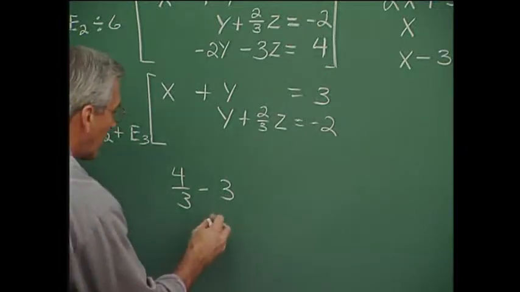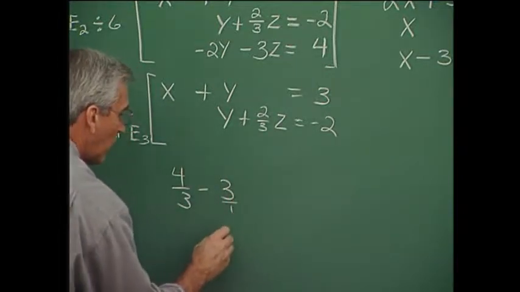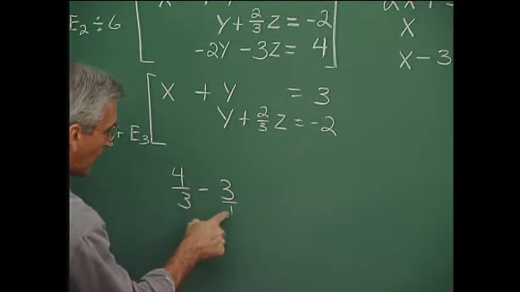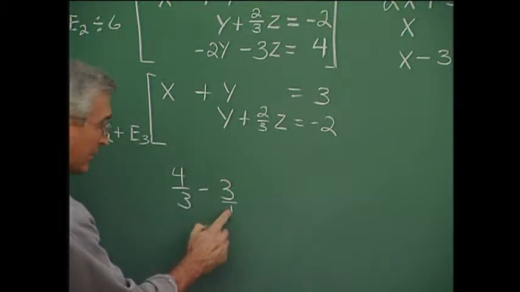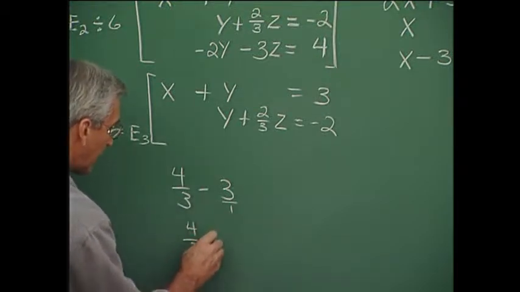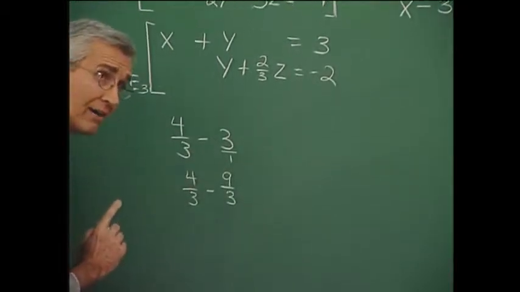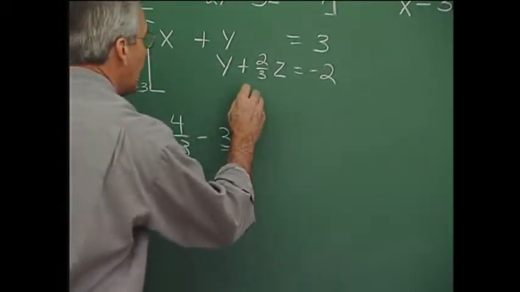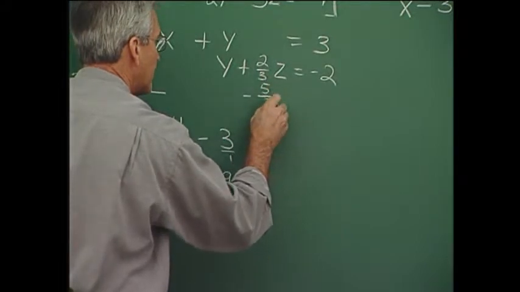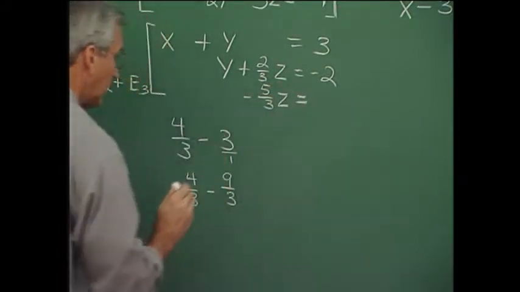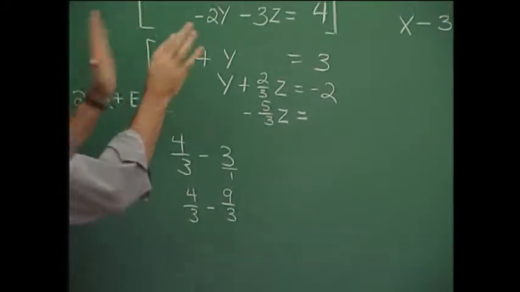I think the fastest way to do it is to think of 3 as 3 over 1, multiply by 3 over 3 in order to accomplish a common denominator. So we'll have 4/3 minus 9/3. Oh, that's 4 minus 9, negative 5/3. So it's negative 5/3 then z equals, now, I forgot what we're doing.